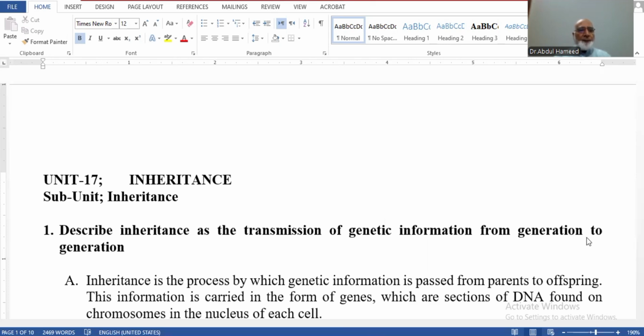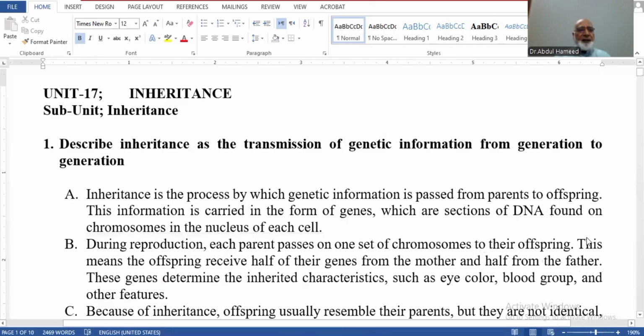So first subtopic in this lesson is to describe inheritance as transmission of genetic information from generation to generation. That is how genetic information can be transferred from one generation to another, and even generation to generation. So inheritance is a process by which genetic information is passed from parents to offspring. This information is carried in the form of genes, which are sections of DNA, meaning segments of DNA found on chromosomes, because chromosomes are the physical structures having DNA and proteins in eukaryotes, in the nucleus.